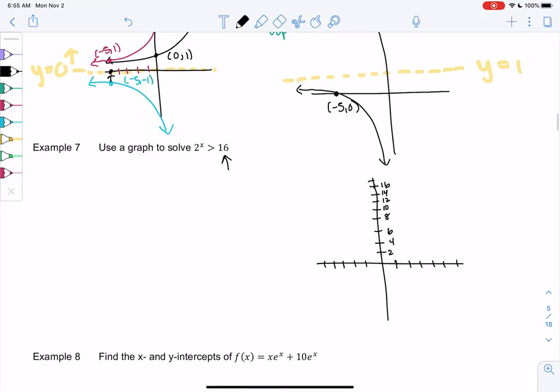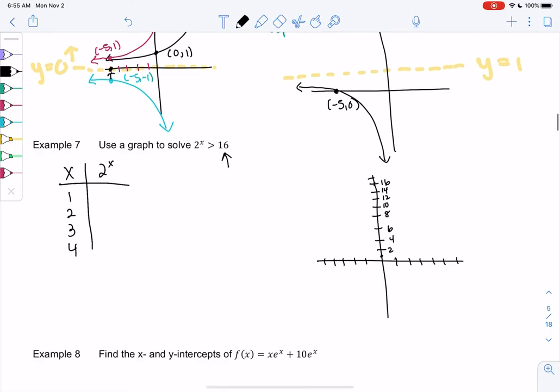We've already graphed this, but maybe we need a little refresher. So 1, 2, 3, 4. We already know (0, 1) is always a point, so I'm just going to immediately do (0, 1). 2 to the 1 is 2, so our next point is (1, 2). 2 to the 2 is 4, so we go over to 2 and up to 4. 2 cubed is 8, so over to 3 and way up to 8. I'm just doing points because we need to figure out when 16 happens. So 2 to the 4th is 16. So over to 4 and way up to 16.